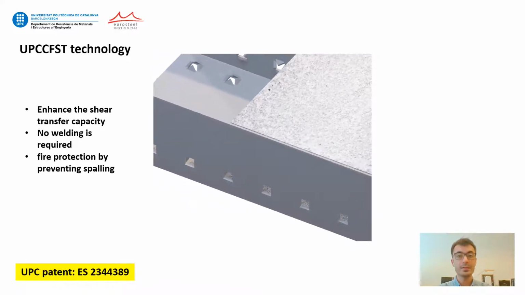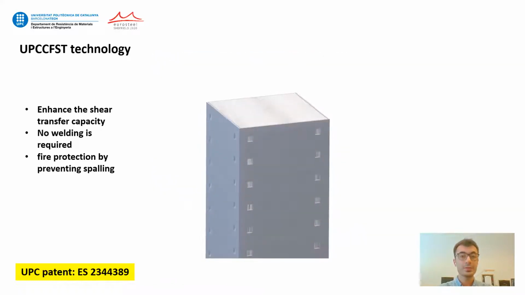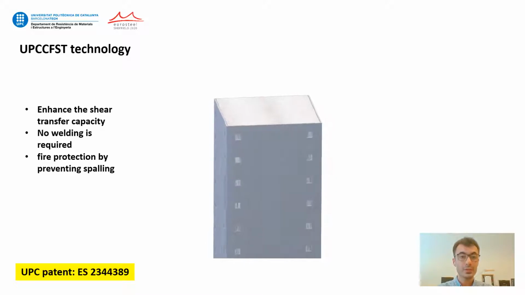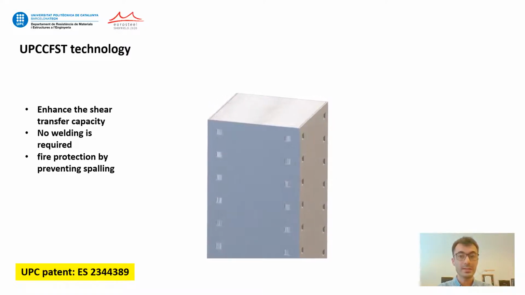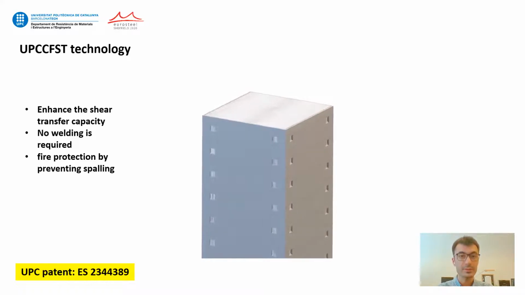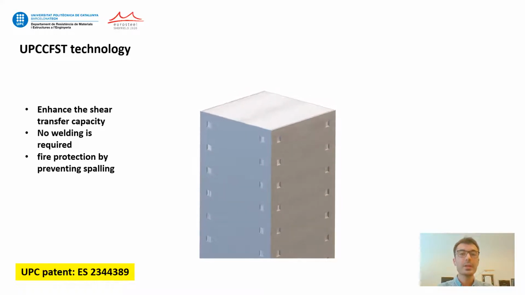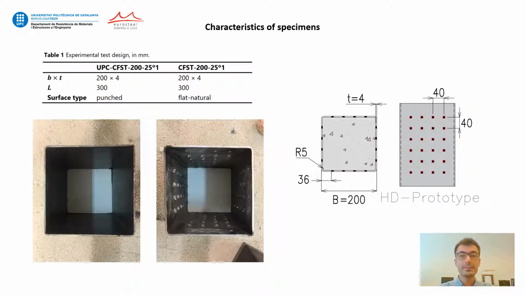It can be added that the existence of punches brings fire protection by preventing spalling phenomena, which will be addressed in further investigations. For evaluating the system, a prototype has been tested. The performance is compared with another specimen with identical dimensions and mechanical properties, but with a flat conventional interface.